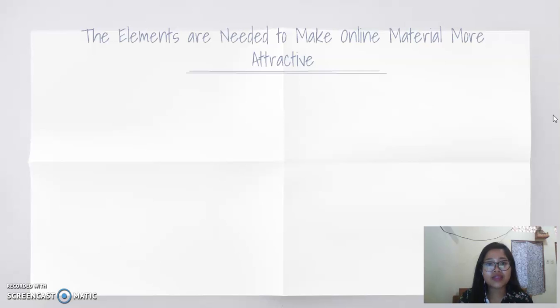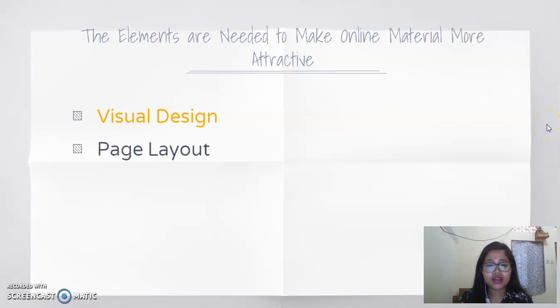Next are the elements needed to make online material more attractive. It is really important to make online materials attractive, so that they can attract students to learn, which indirectly provides motivation for students to learn. So the elements needed are, first, visual design, and then page layout. The page layout covers such things as space surrounding text, lines, map, justification, headings, and subheadings.